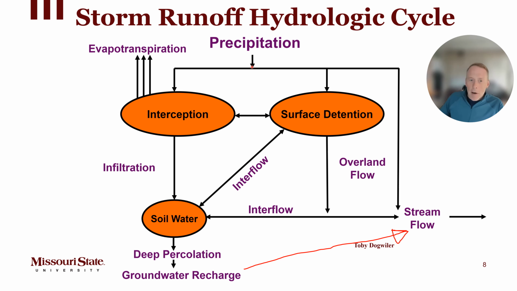Now, another water particle may fall on the landscape. It could get intercepted by one of those surface detentions temporarily and then come back to the surface and flow over land, or through interflow back to the stream, or some precipitation during a really heavy storm may not ever make it to the soil because the soil is saturated and just runs directly off as overland flow into the stream.